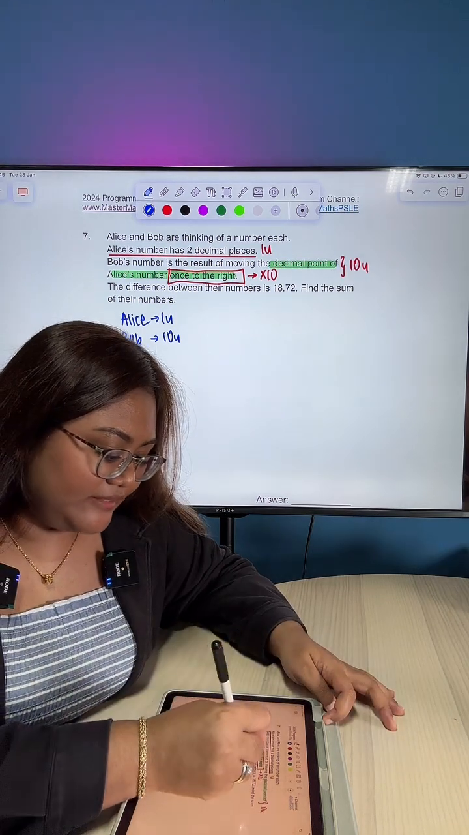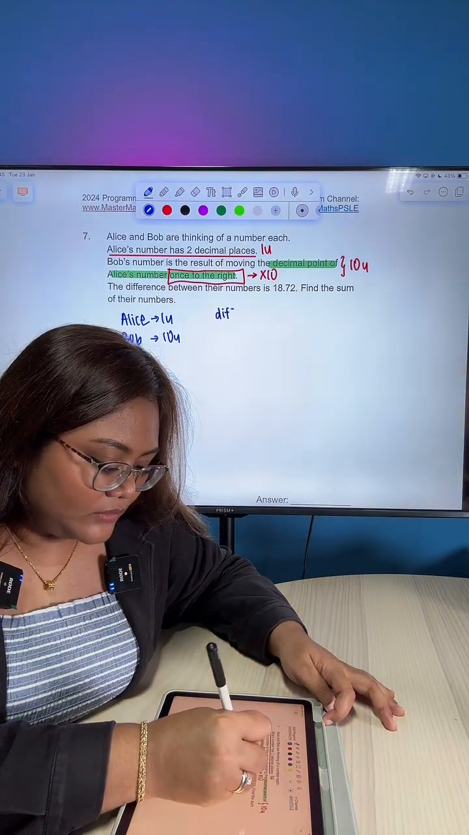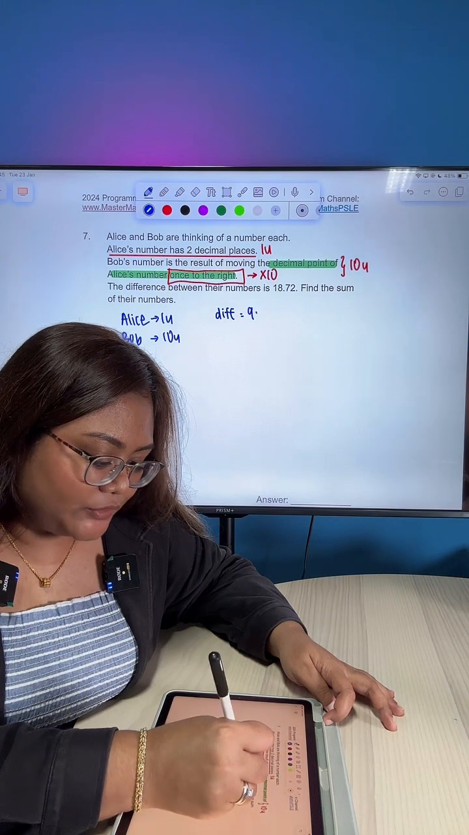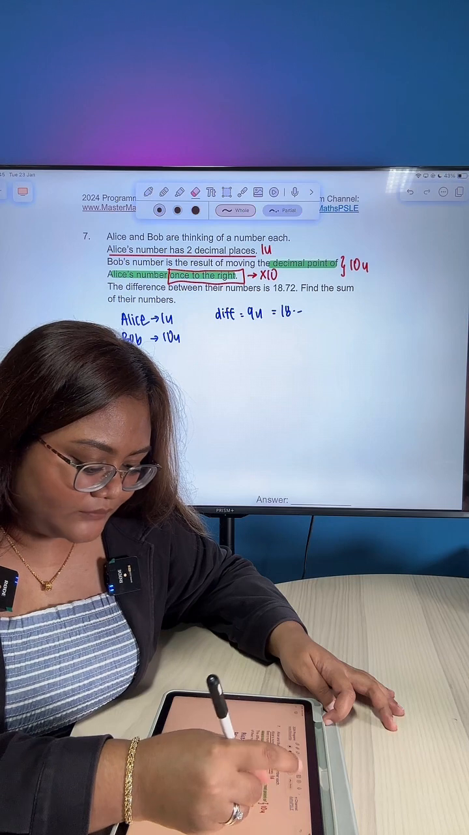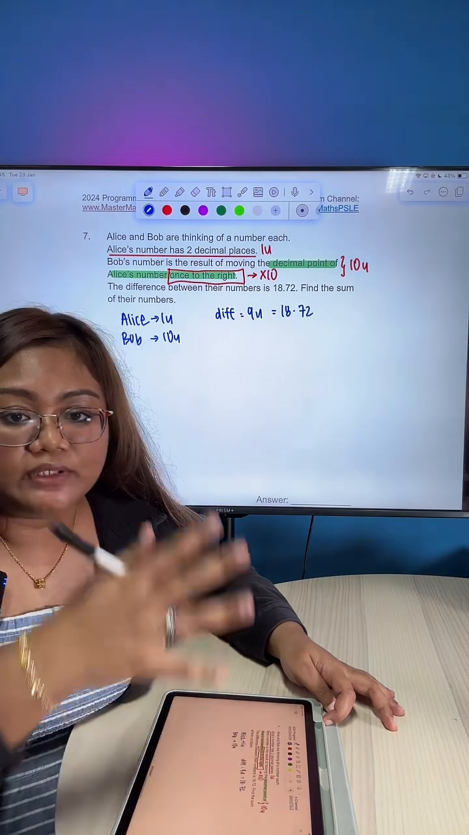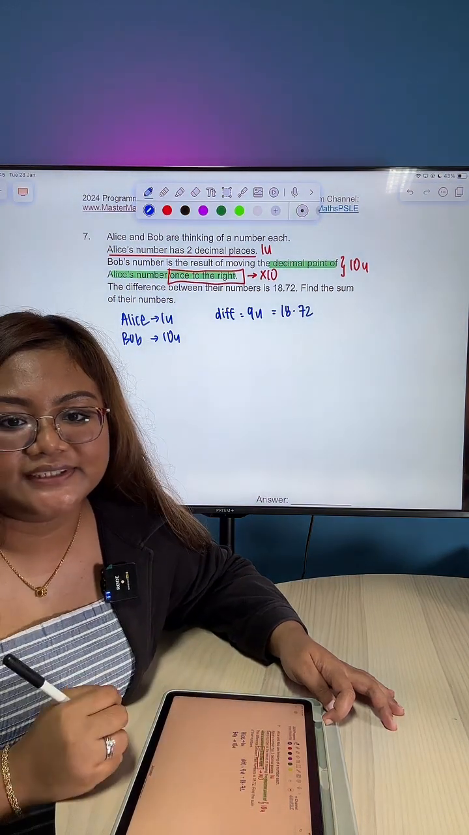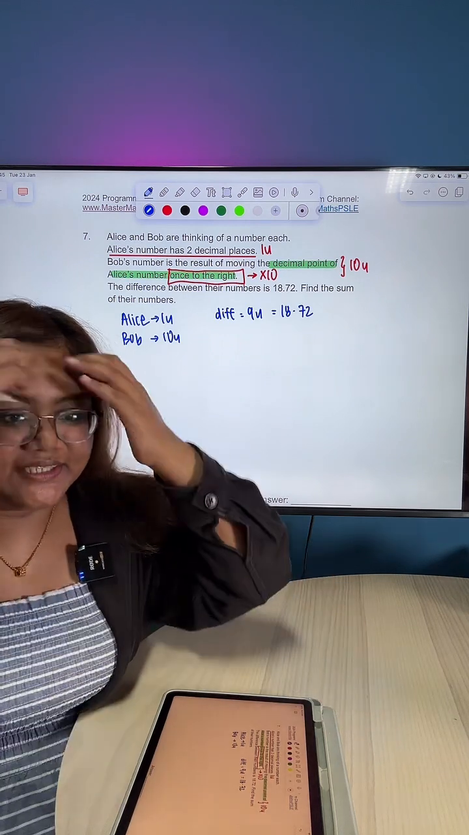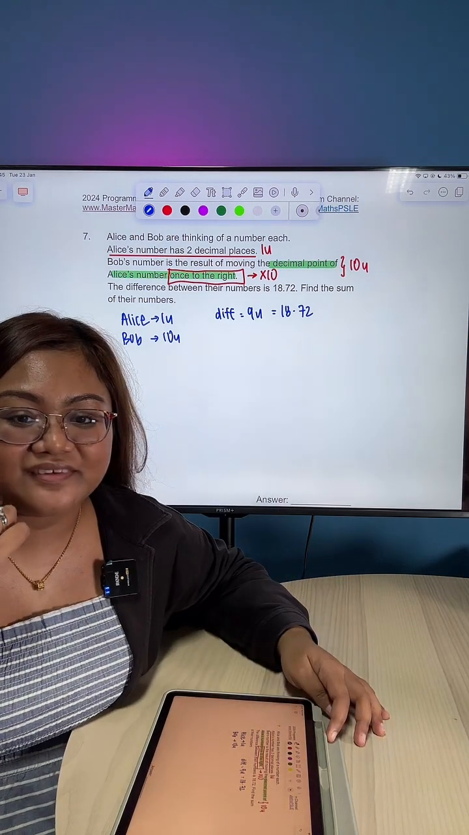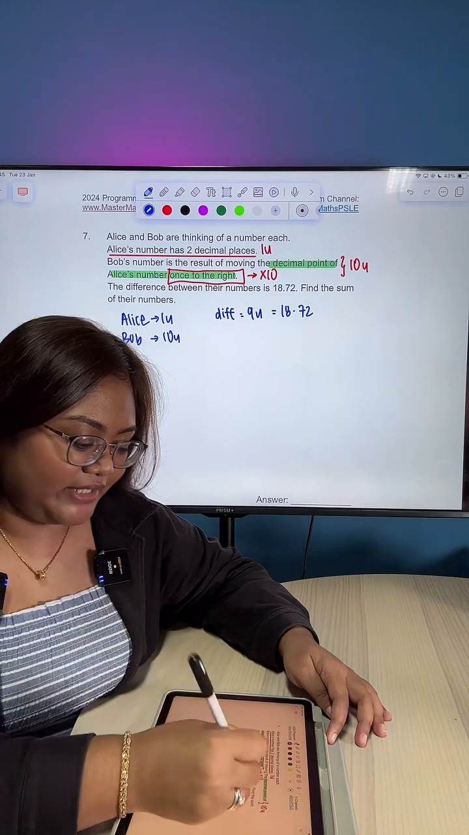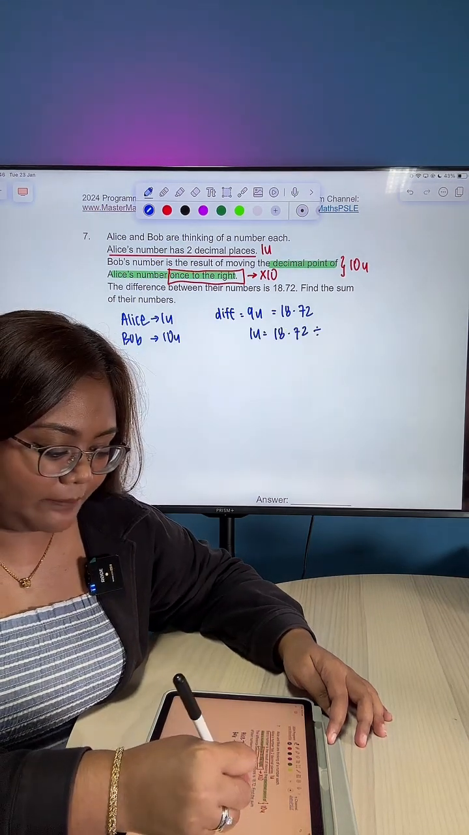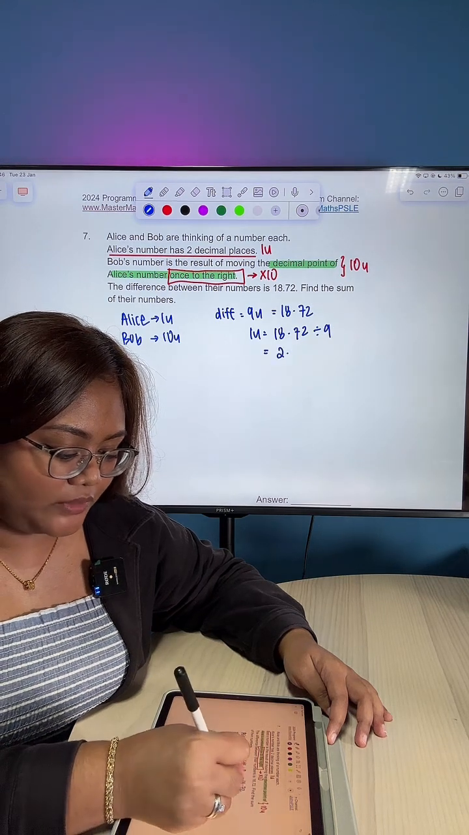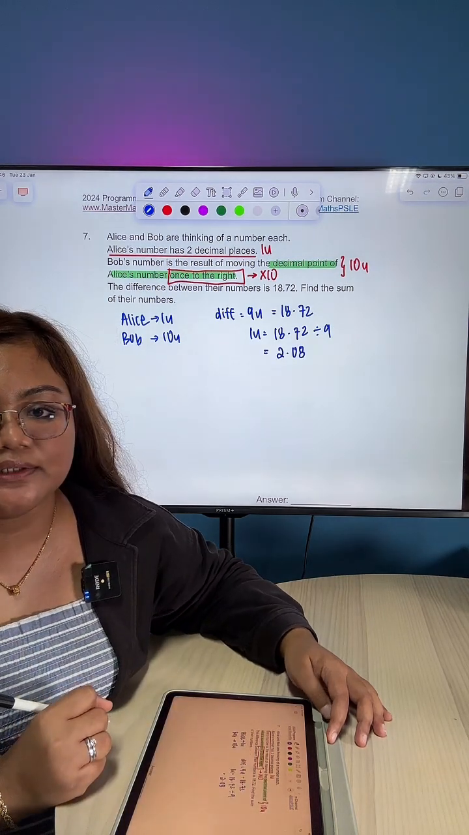So now the difference given is 18.72. So 9 units is 18.72. That's it. And then you can find 1 unit and you can find everything else later on. Okay? Got it? Suddenly become very simple already, right? So 1 unit will be 18.72 divided by 9 to give us 2.08.